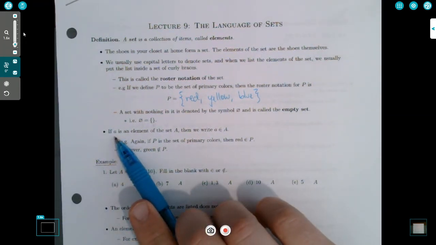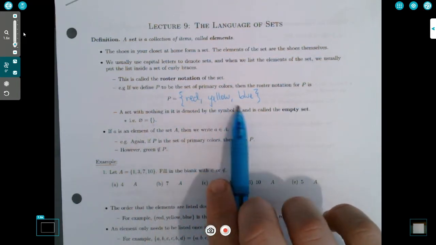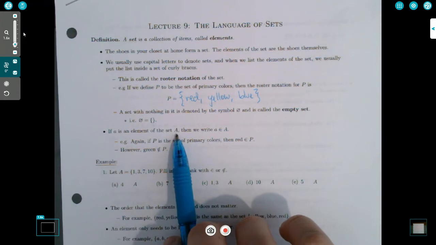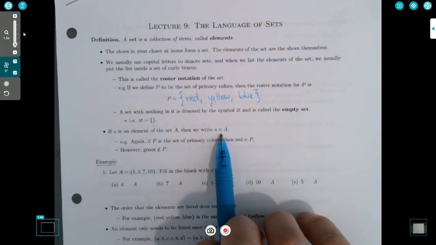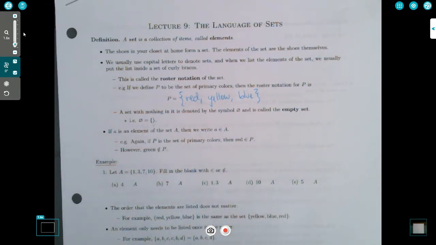If little a is an element of the set A, that means it's a member of the set, right? So if a is an element of the set, then we write this symbol, which looks kind of like a funky looking E. So we say a is an element of A. Or for short, we could say a is in A, right? Little a is in A.